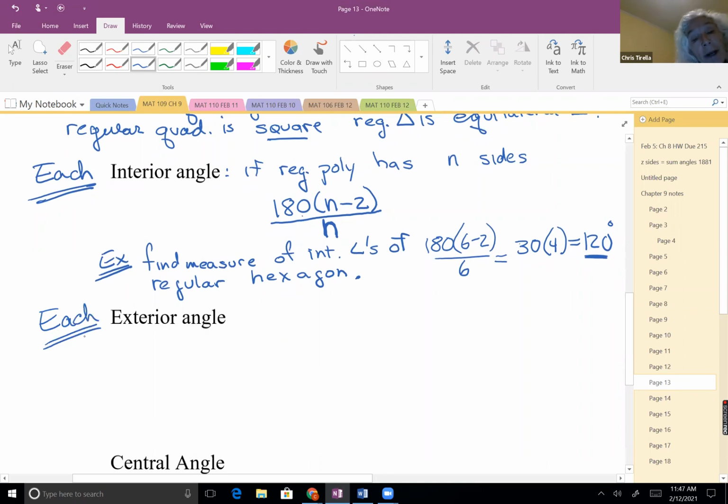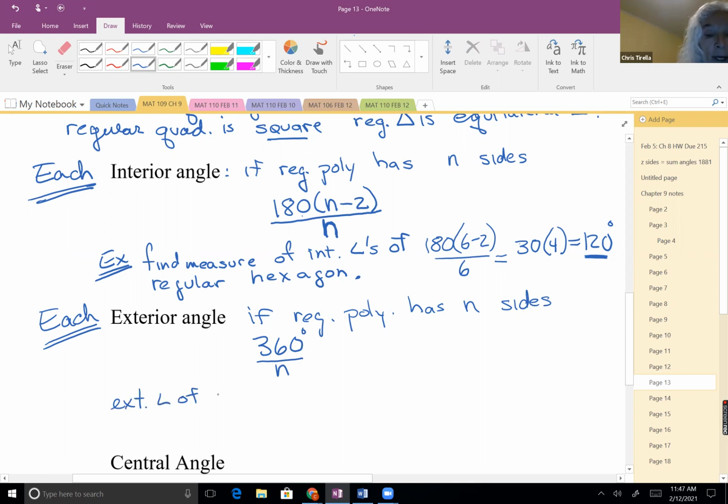Each exterior angle, if a regular polygon has n sides, the sum of the exterior angles is always 360, and we're going to divide it by the number of angles. So the exterior angle of a regular hexagon would be, let's see, 360 divided by 6, or 60 degrees.